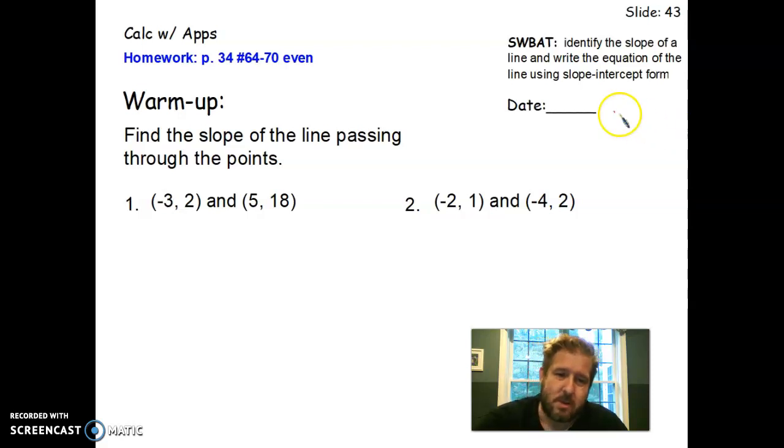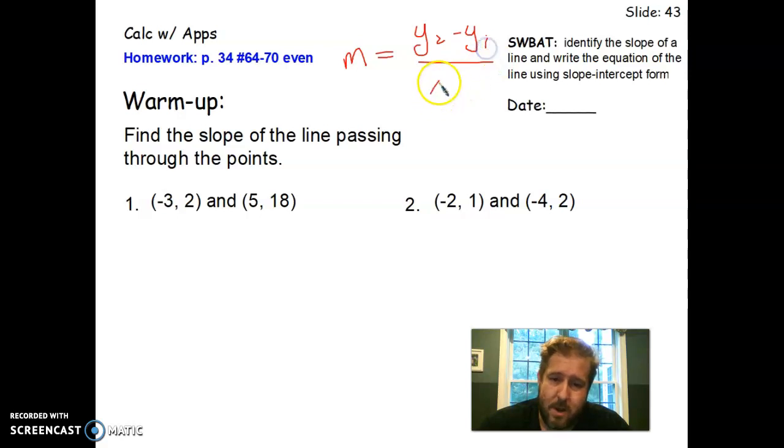So in this one, we're going to be writing slope-intercept form when given a slope and a point. And the first thing we're going to do is find the slope when given 2 points. In this case, you're going to use that formula y2 minus y1 over x2 minus x1. So all you need to do here is decide which point's going to be the first and the second.